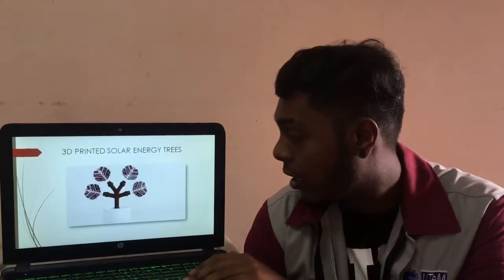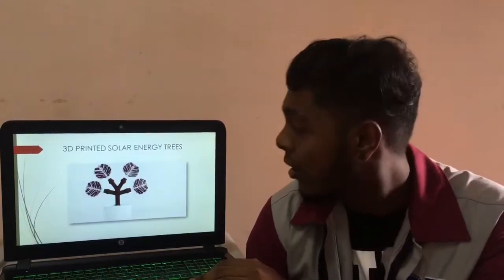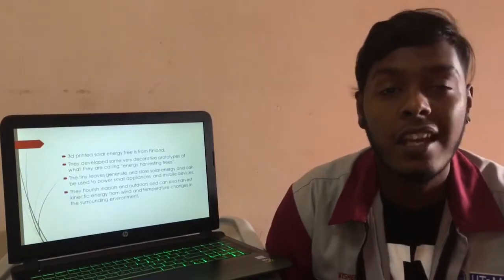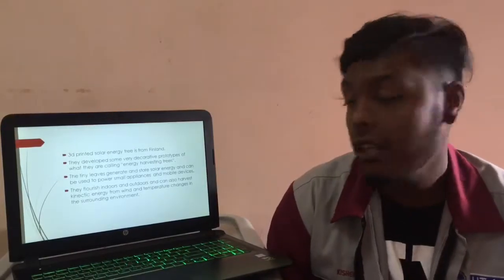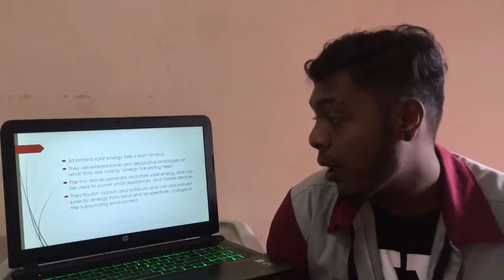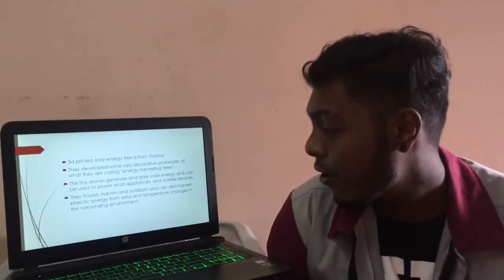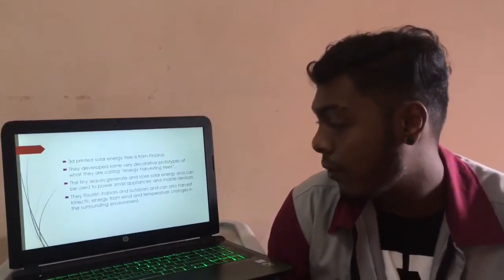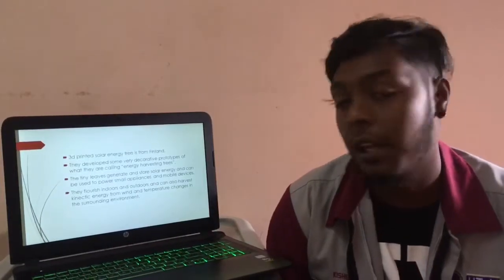Now this is a picture or diagram of the 3D printed solar energy tree. The 3D printed solar energy tree was found in Finland. They are also called energy harvesting trees. The tiny leaves generate and store solar energy. They can also be used to power small appliances and mobile devices. They flourish indoors and outdoors and can also harvest kinetic energy from wind and temperature changes in the surrounding environment.